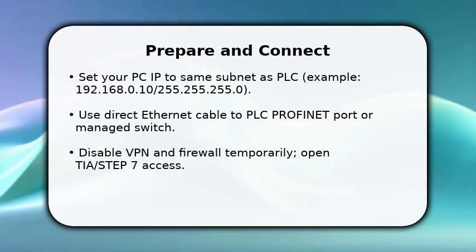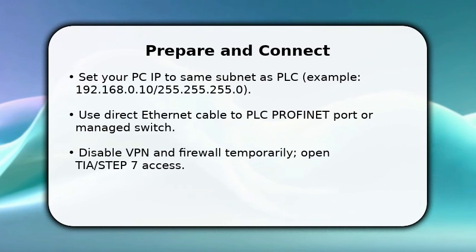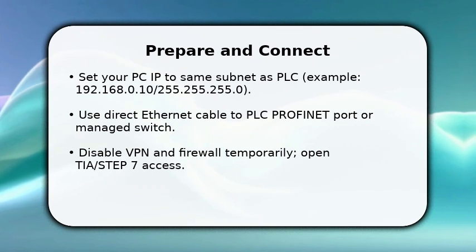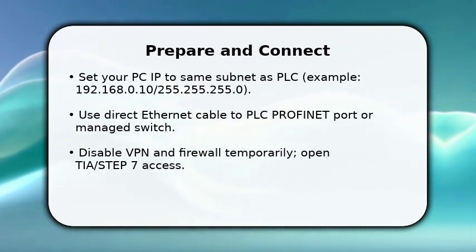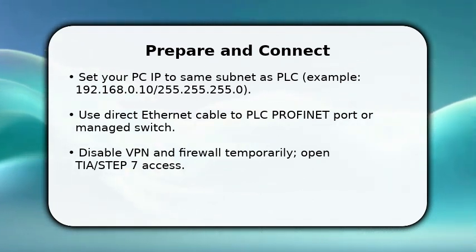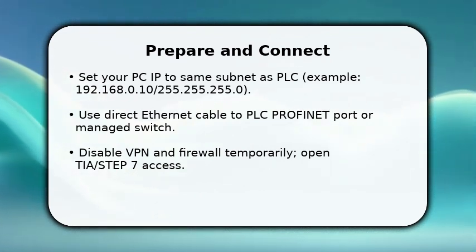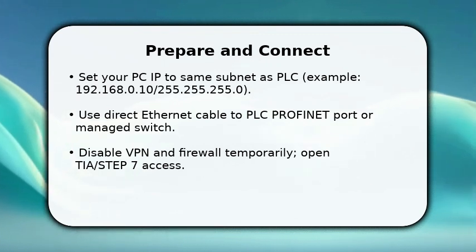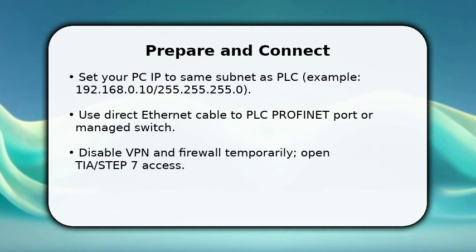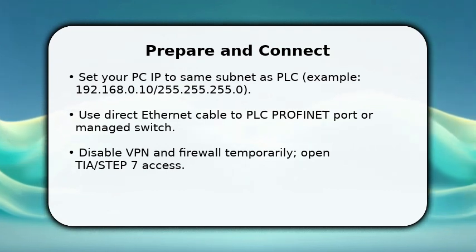You start by matching your PC network to the PLC so you can reach it directly. Once done, plug a direct Ethernet cable into the PLC Profinet port or into a switch on the same subnet. Make sure your VPN and firewall are off so the engineering software can discover the device. This prevents blocked ports. Open TIA Portal or Step 7 now and choose Accessible Devices. You need an online connection before you change any addressing settings.